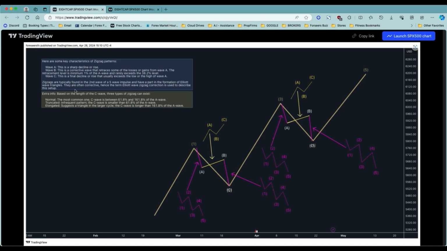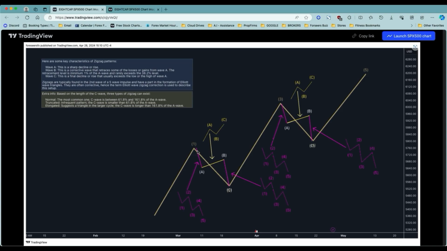Zigzags are typically found in the second wave of a 5-wave impulse and have a part in the formation of Elliott wave triangles. They are often corrective, hence the term Elliott wave zigzag correction is used to describe this setup. Now again, for all you dudes that are trying to do too much, you guys can read all that. I'm not going to read all that.